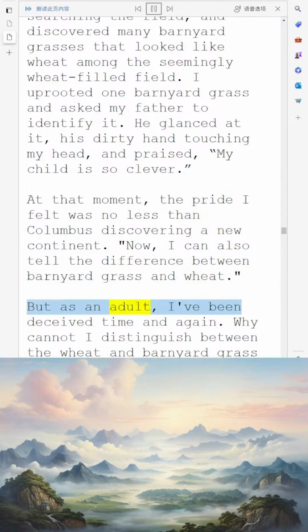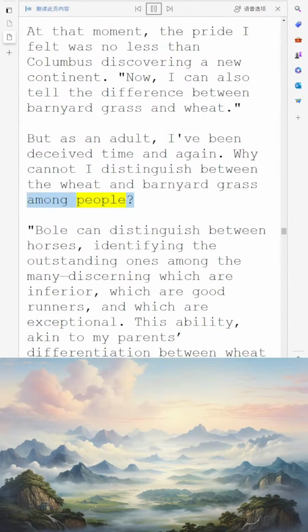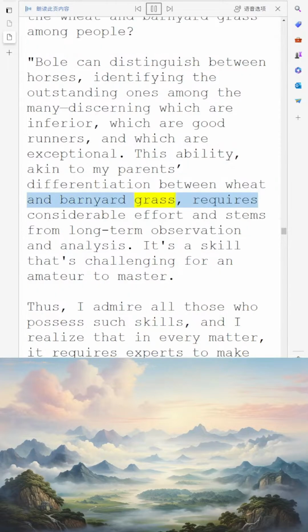But as an adult, I've been deceived time and again. Why cannot I distinguish between the wheat and barnyard grass among people? Bole can distinguish between horses, identifying the outstanding ones among the many, discerning which are inferior, which are good runners, and which are exceptional. This ability, akin to my parents' differentiation between wheat and barnyard grass, requires considerable effort and stems from long-term observation and analysis. It's a skill that's challenging for an amateur to master.